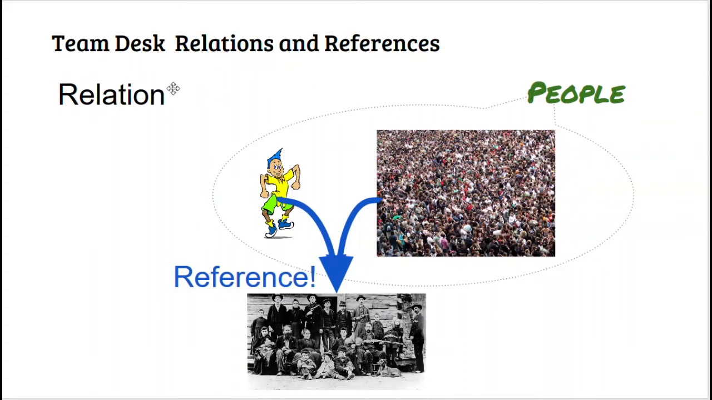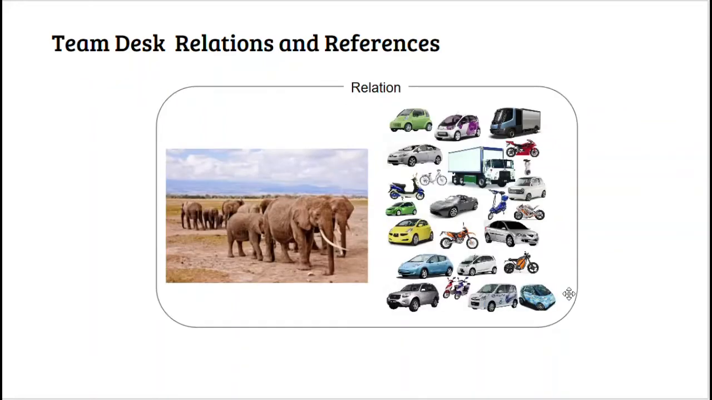Now, this one's easy to understand because obviously we're all people and we already have that relation. And we also have a very specific relation to a family, and that's our reference. But sometimes they're confusing and they don't have a clear definition. So if we made a relation between vehicles and elephants, you're like, they're not exactly related. They are totally different things.